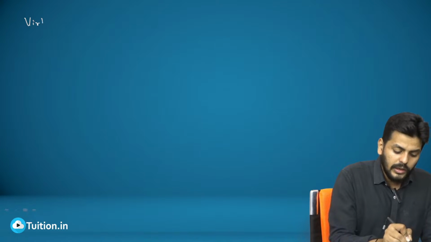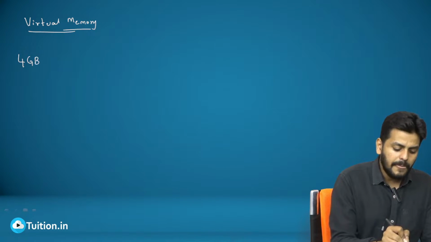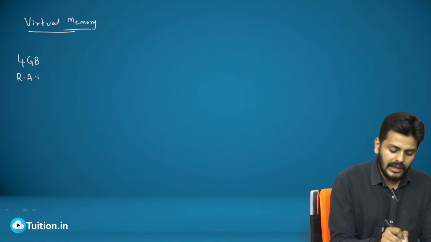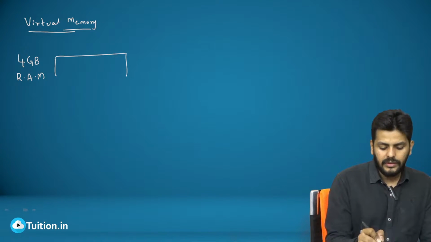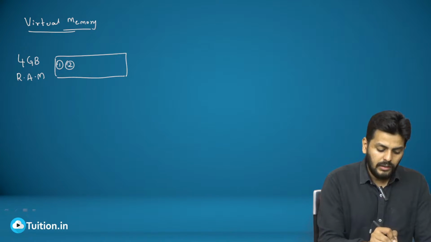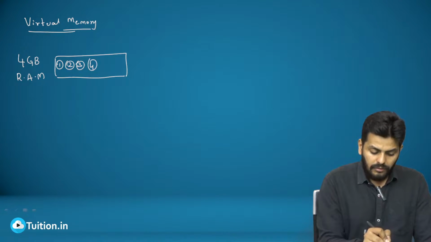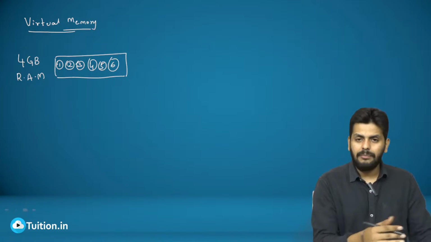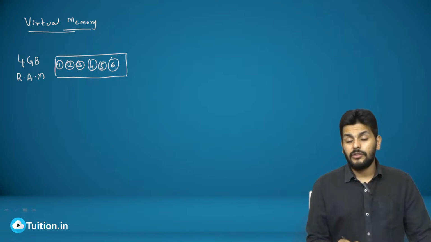So what is virtual memory? A small example will help in this case. Let's say we have only a 4 GB RAM. Okay, a 4 GB RAM. That's for your understanding. Let's say this is the portion of the working part of the RAM. Now application 1, 2, 3, 4, 5, 6. You have opened so many applications at the same time because right now it permits multitasking.